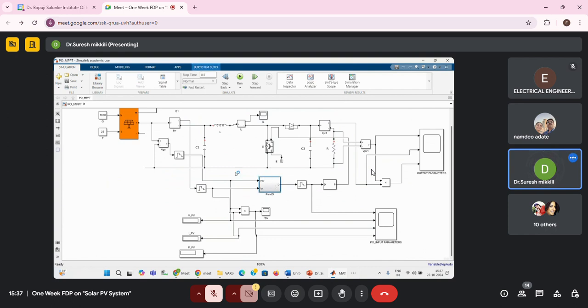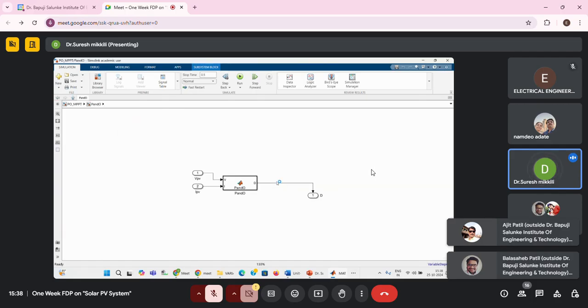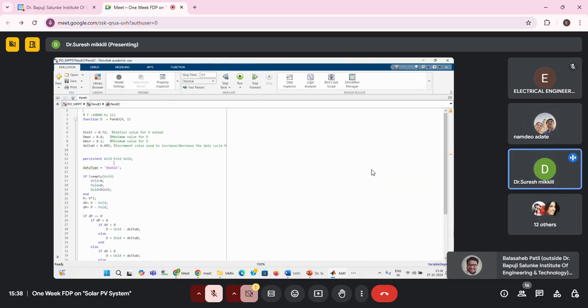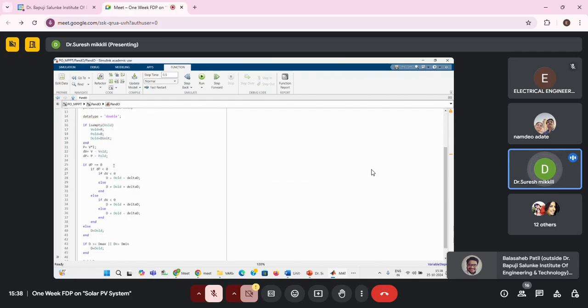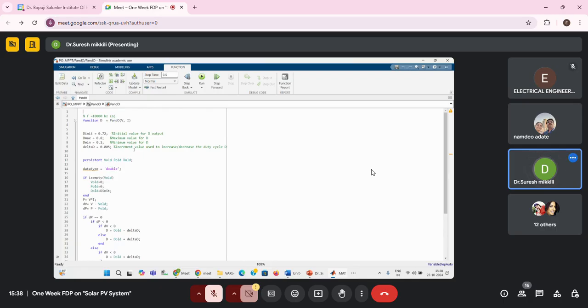Now, IPV is given as an input, and for an MPPT, VPV is given as an input. IPV and VPV are given as input to P&O. The second thing is the duty cycle. So in this, I will write an algorithm. What is that algorithm? One MPPT technique is the P and O, perturb and observe method.